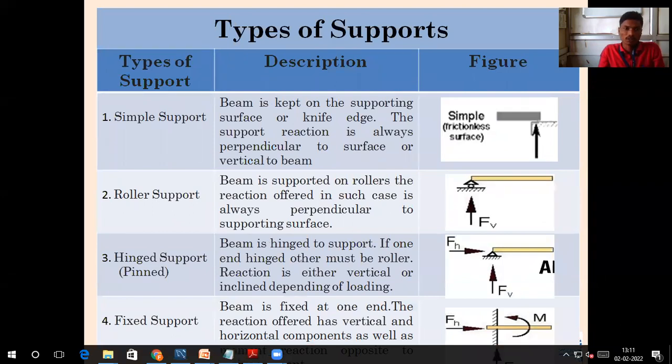Types of support. How many are there? Four types. Simple, roller, hinged, and fixed.